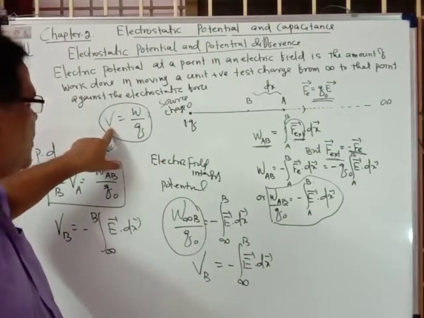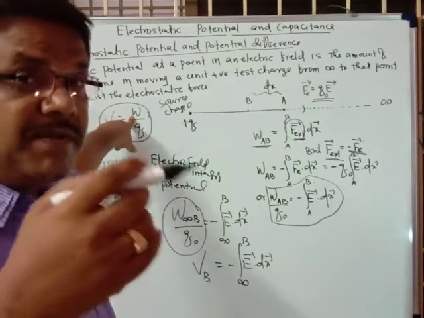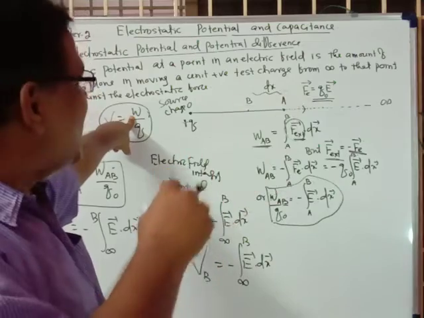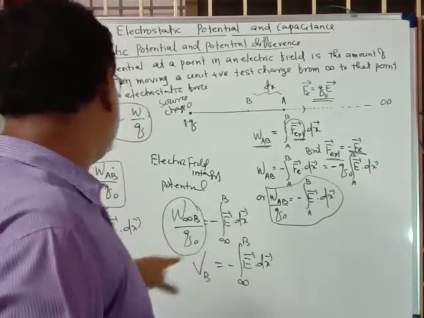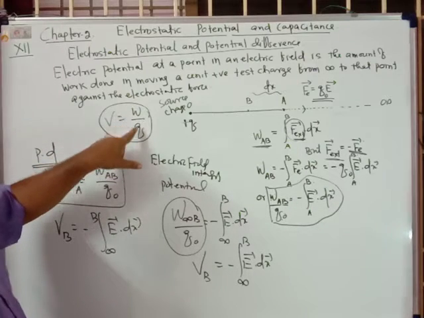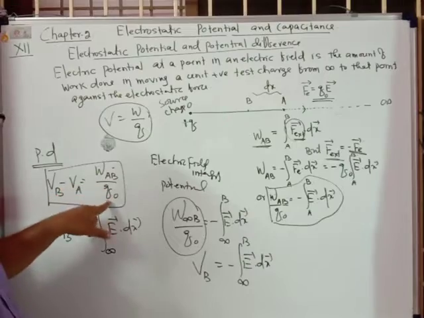The potential at a point means the work done by bringing the test charge from infinity to that particular point. So at point B, we are finding the potential V equal to W upon Q, and the potential difference VB minus VA equal to WAB upon Q naught.